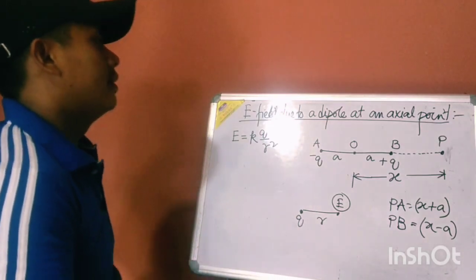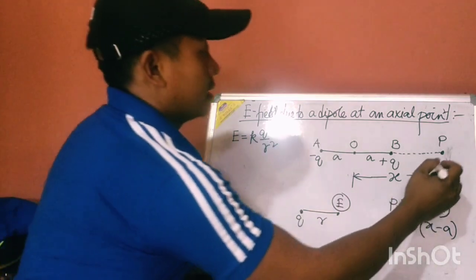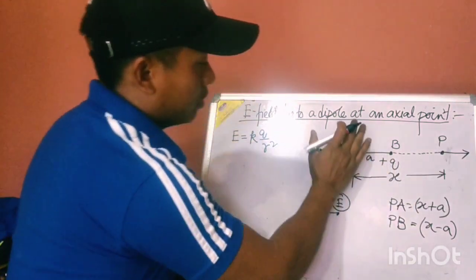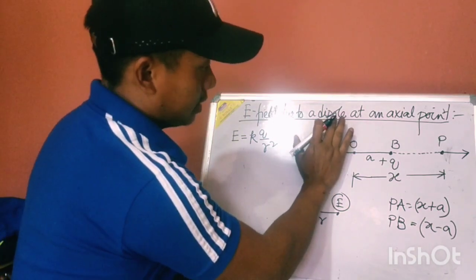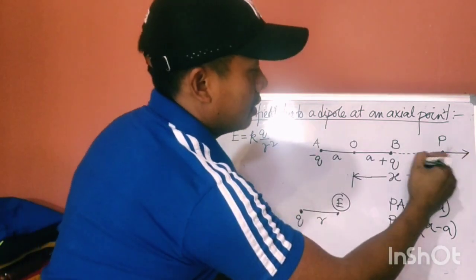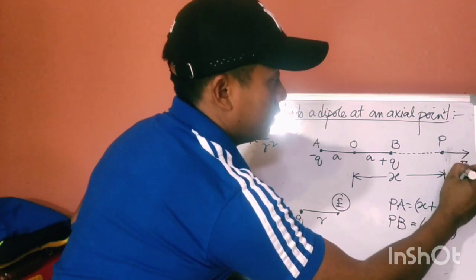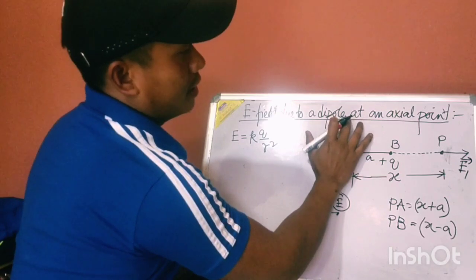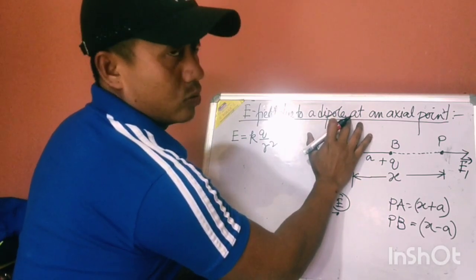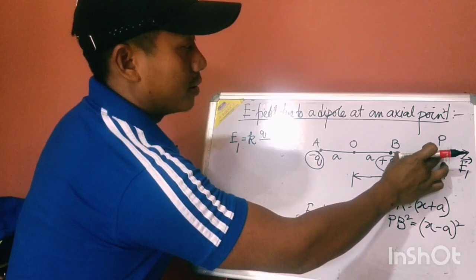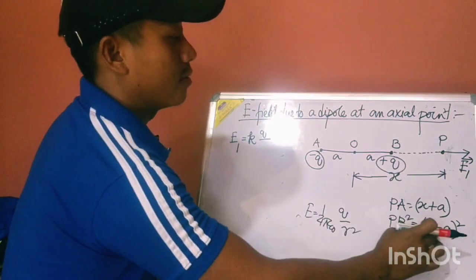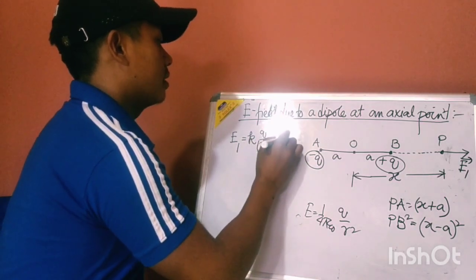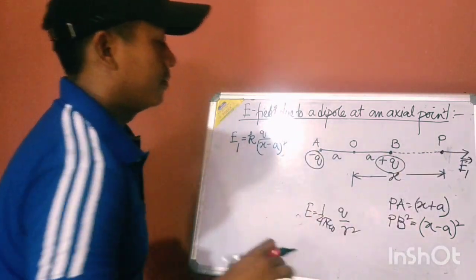Then let us try to find electric field due to the charge plus Q. Let us forget about this minus Q. You will have only plus Q, and this will be E1 vector. By definition of electric field line, it should be going away from plus Q. R square is the PB square, and PB square is x minus a whole square. This will be directed towards the right side.